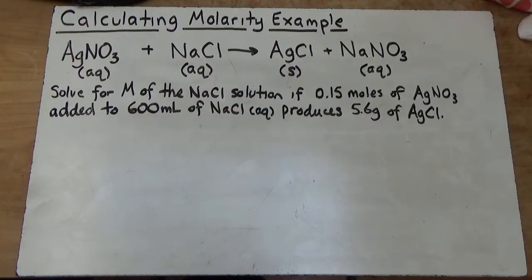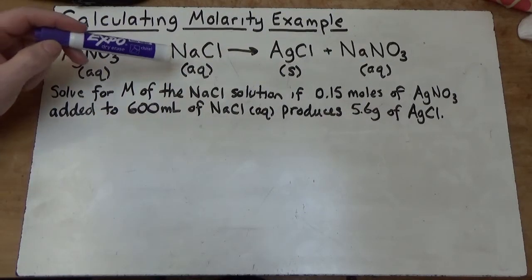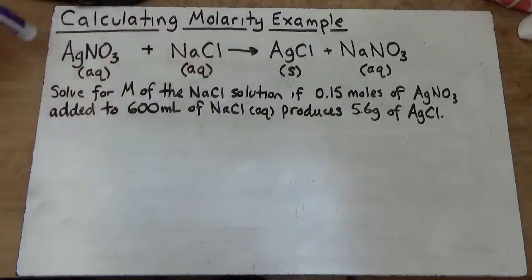Today we're going to be going over how to calculate molarity given some information about a reaction. The reaction that we have chosen today is this one: silver nitrate plus sodium chloride goes to silver chloride and sodium nitrate. This is a useful equation because it's what we use to remove salt from a solution to try to check how much salt was in it.